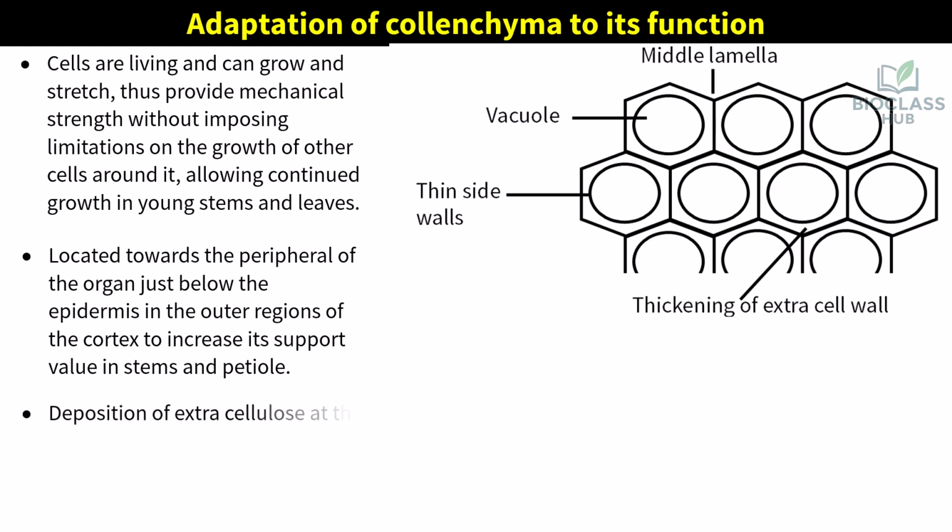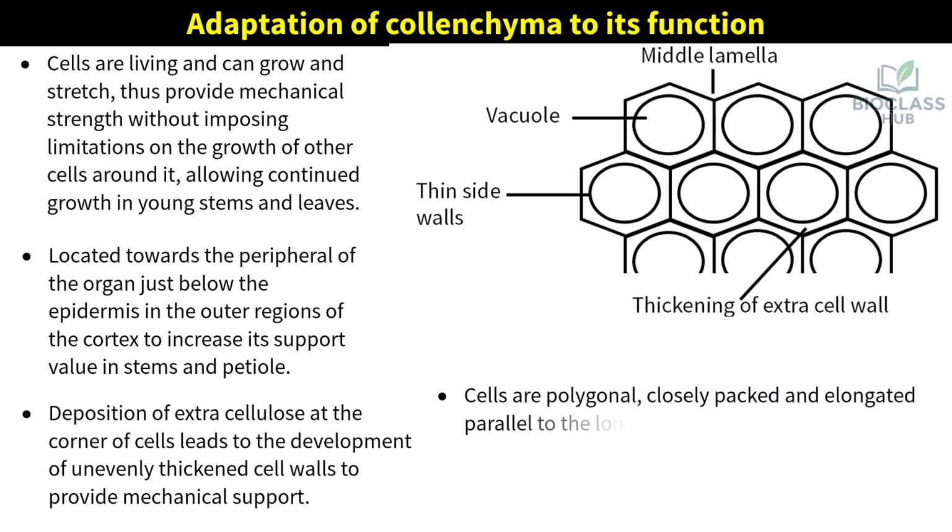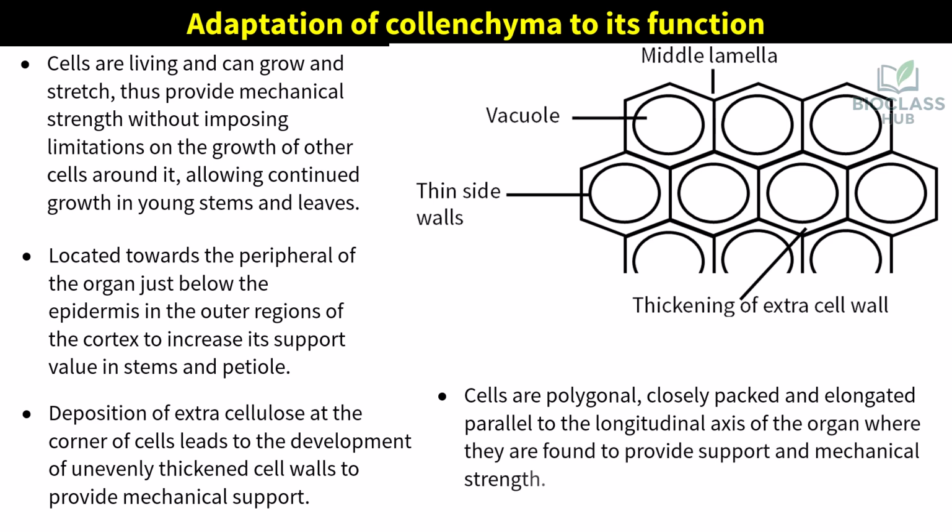Deposition of extra cellulose at the corners of cells leads to the development of unevenly thickened cell walls to provide mechanical support. Cells are polygonal, closely packed, and elongated parallel to the longitudinal axis of the organ, where they are found to provide support and mechanical strength. Sclerenchyma tissue.